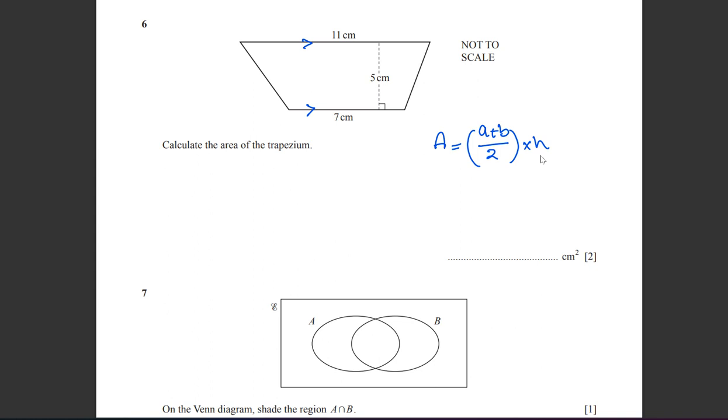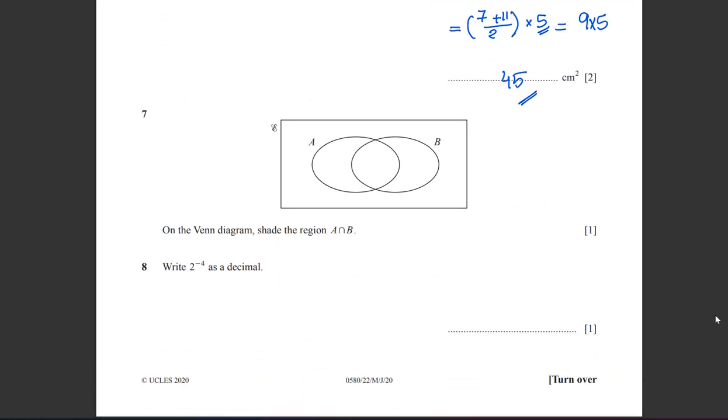So what we are going to do is substitute. 7 plus 11 over 2, all of this multiplied by 5. Take care that the height should be perpendicular. If this side is given, I will not use it. Even if this side is given, I will not use it. I should use the height, which is perpendicular. 7 plus 11 equals 18, divided by 2 is 9. 9 times 5 equals 45, and this is the final answer.